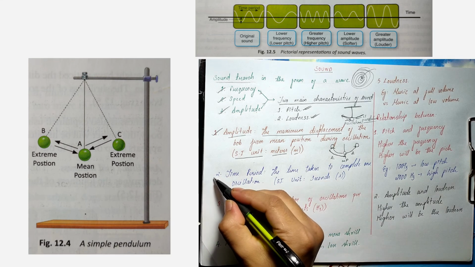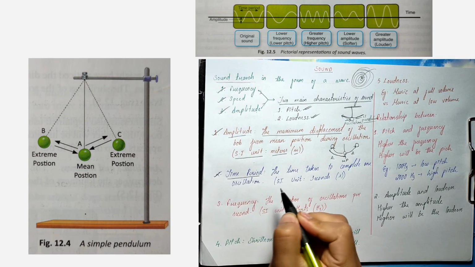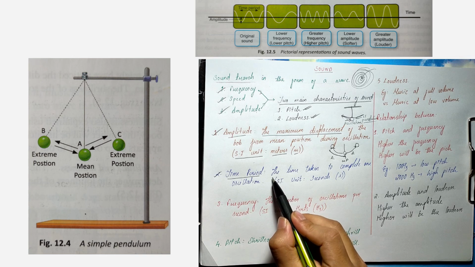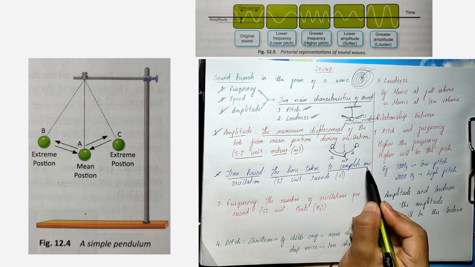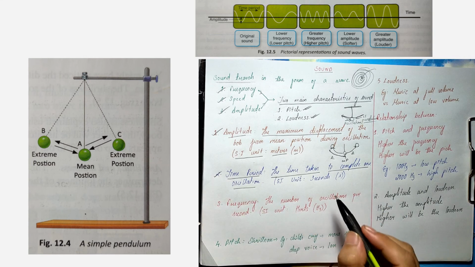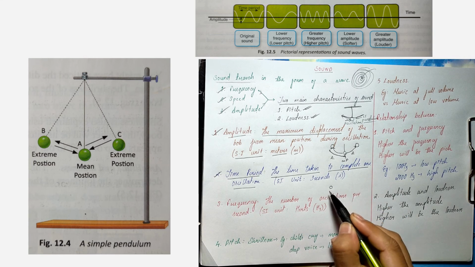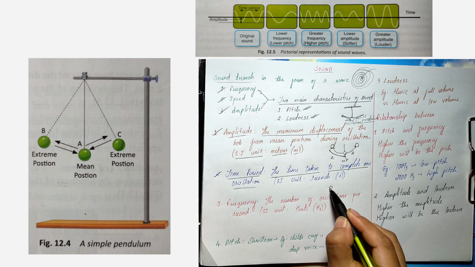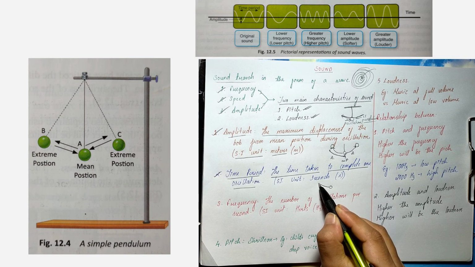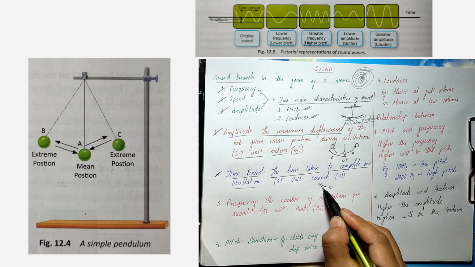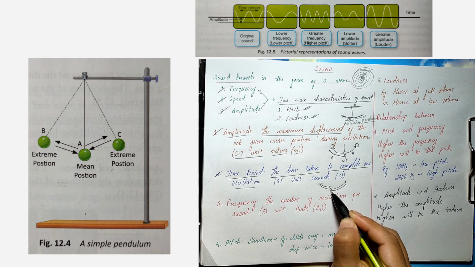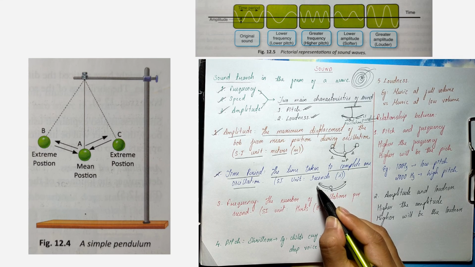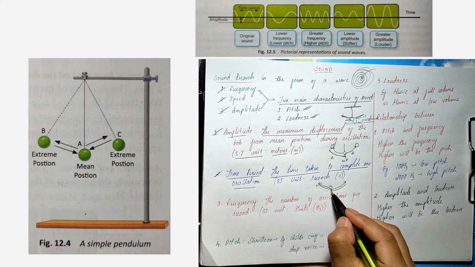Let us now discuss the second property, that is time period. So the definition is the time taken by the bob to complete one oscillation. Okay, so let's say this is your bob and you move it in this position. So first it moves in this position, then it comes down and goes all the way to the second extreme position, and then comes all the way back to this position.